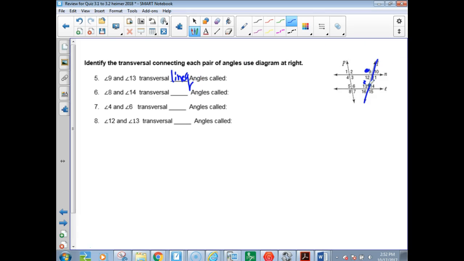And those angles are called what kind? If they're in the same spot along the lines, corresponding. So those are just called corresponding angles. So it says angles called, you're going to say corresponding angles or whatever other type. 8 and 14, I'm going to highlight. There's angle 8, there's angle 14. Now we're looking at transversal L. Line L is the transversal, because line L is the one cutting through the other two lines to make the angles. 8 is on the outside, 14 is on the outside. So these are called alternate. They're jumping over the line too. So alternate on the exterior. Alternate exterior angles.